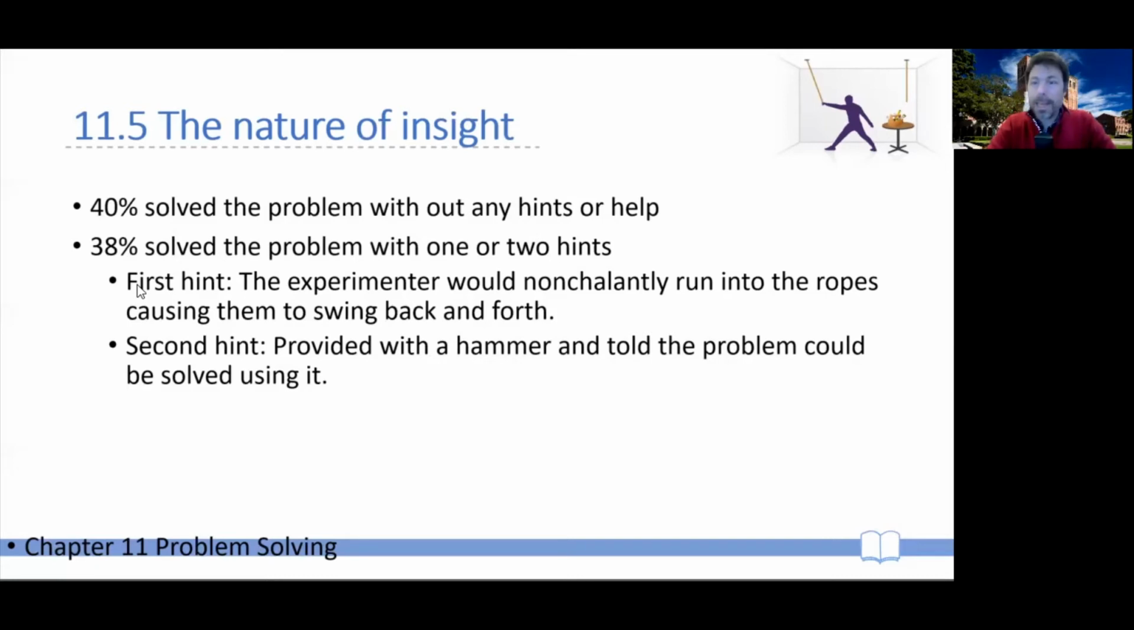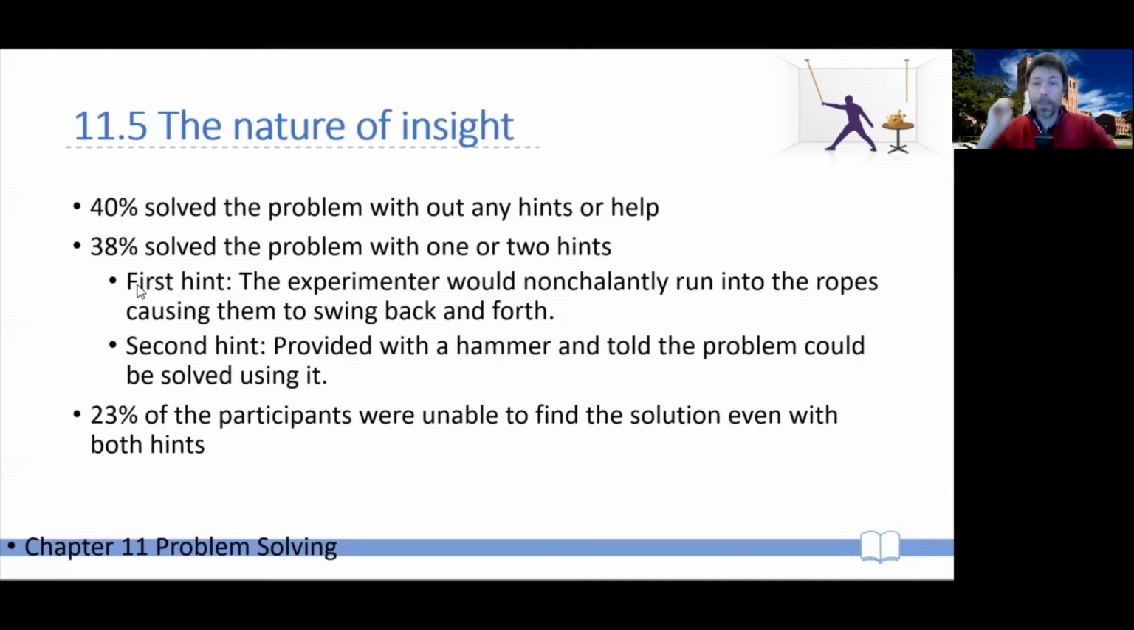Some participants still needed a bigger hint. In fact, they needed to be given the hammer and told, this is important for solving the problem. And at that point, they could solve the problem. Finally, of course, there was a subset of participants who, despite the hints, never quite restructured the problem and never experienced insight.